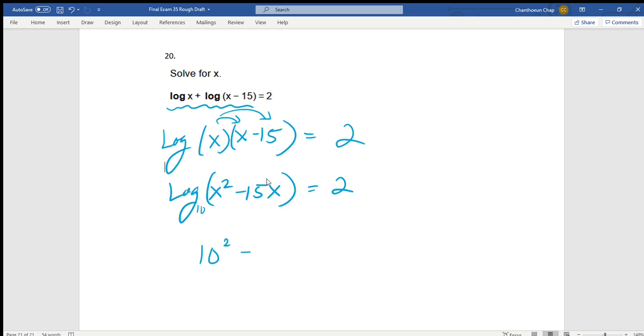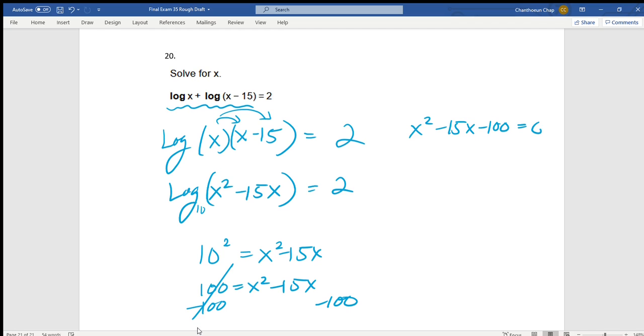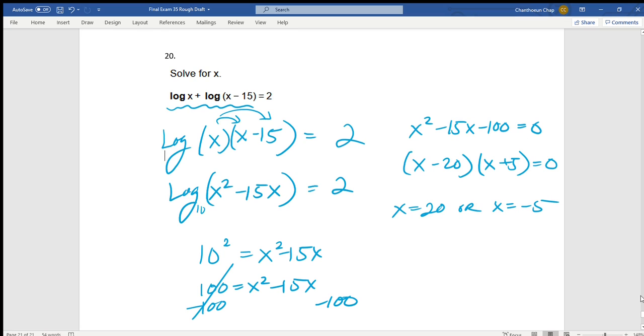So I can rewrite this as 10 squared equals x squared minus 15x. We know 10 squared is 100. And now I can solve for x. Let's subtract 100 on both sides. I get x squared minus 15x minus 100 is equal to 0. This factors as x minus 20 times x plus 5 equals 0. And so we have two potential solutions. x could be equal to 20 or x could be equal to negative 5. But you have to double check to make sure these are good solutions.